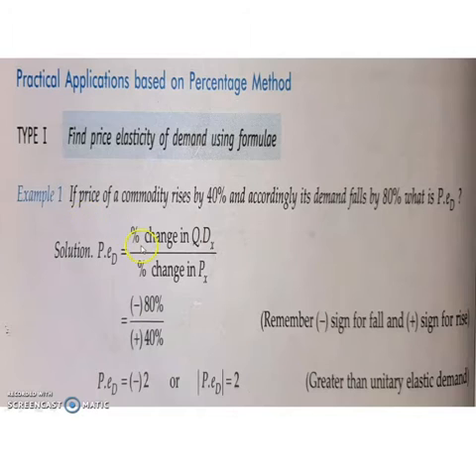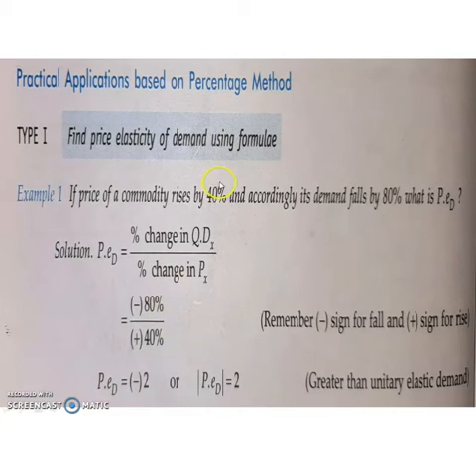So we can use the formula. What is the formula? Price elasticity of demand is equal to percentage change in quantity demanded divided by percentage change in price. Okay. So what is the percentage change in quantity demanded? It is 80%. So here we have to write minus 80%. Here the minus sign is used for showing the fall in demand. So here the demand is falling. That's why we are using negative 80%.